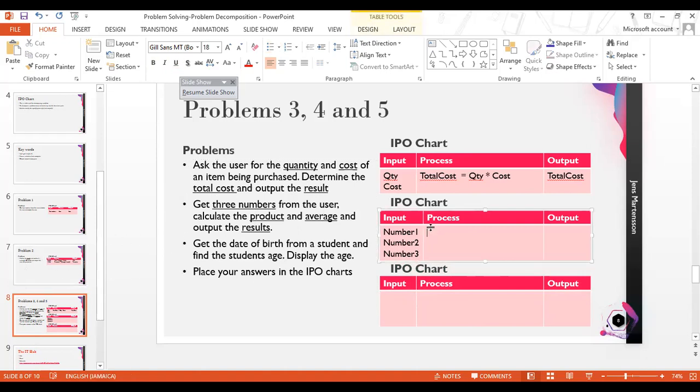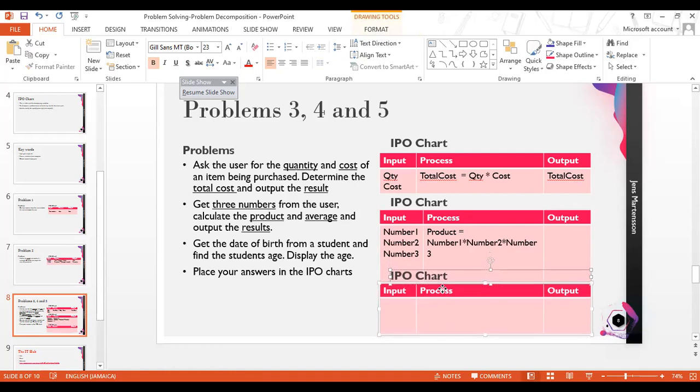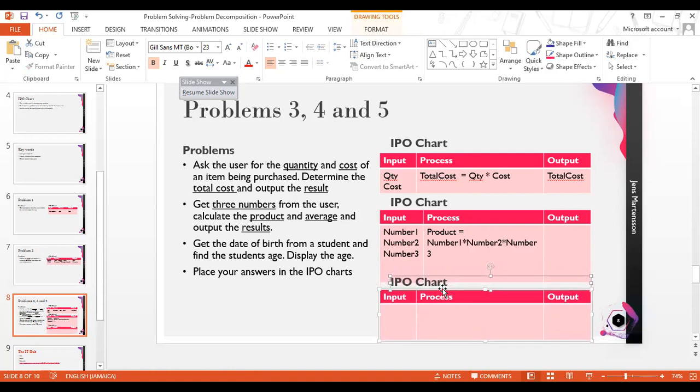We're asked to do the product. So we type product equal. And when we say product, when we find product of anything, we're multiplying them. So we're multiplying number 1 by number 2 by number 3. All right, I'm going to adjust this a little bit just to give us some more space. And hopefully that will be all I need to do.